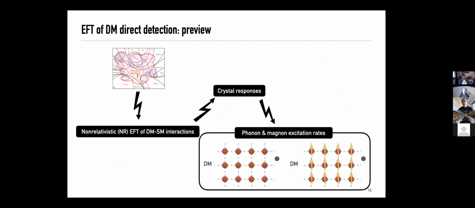And finally, starting from these dark matter crystal couplings, we can put in the material specific input to compute the phonon and magnon excitation rates. So this is a 3-step procedure, and explaining these steps will constitute the main part of this talk.